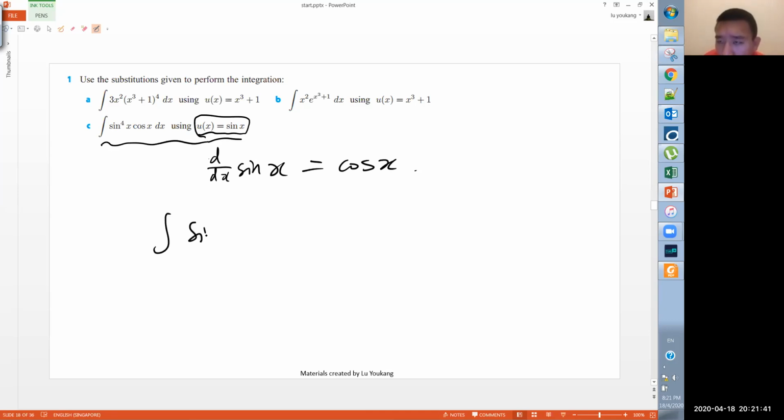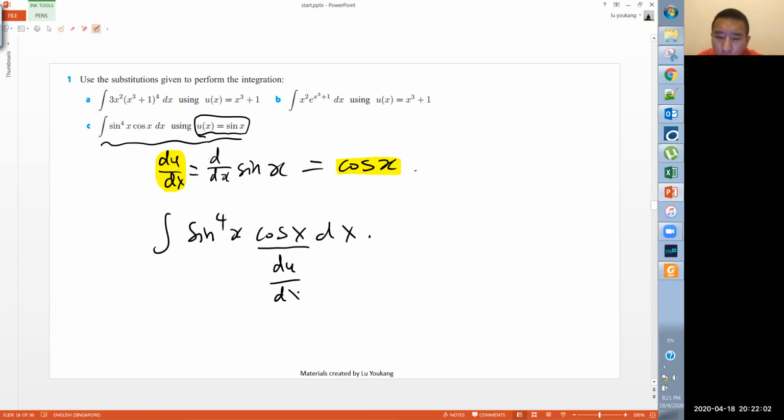Can you see that your du dx is equal to cosine x? Yeah. So therefore, you replace your cosine x with du dx. Okay. So you just copy the rest, and now this sine x is replaced by u. So this sine to the power of 4 x is actually u to the power of 4.